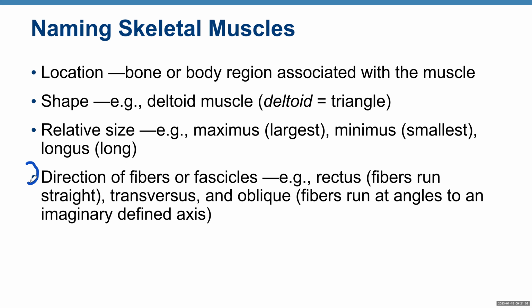Directions of fibers or fascicles. Rectus: fibers run straight, as in rectus abdominis and rectus femoris. Transversus and oblique: fibers run at angles to an imaginary defined axis. For example, transversus abdominis or external oblique muscle.